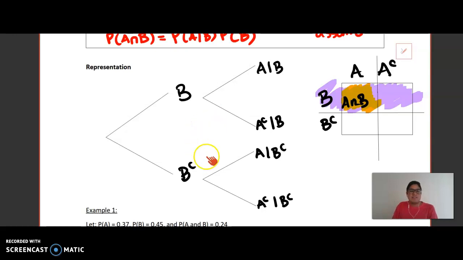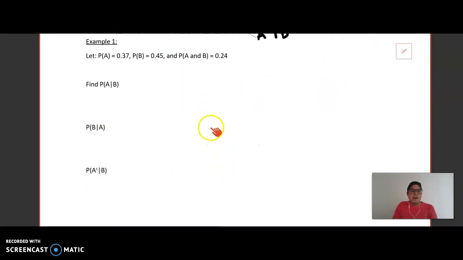And we're going to talk more about this in the following lesson. But for now, let's just focus on these guys. Simple here. Probability of event A is 0.37. Probability of event B is 0.45. And the probability of A and B is 0.24.